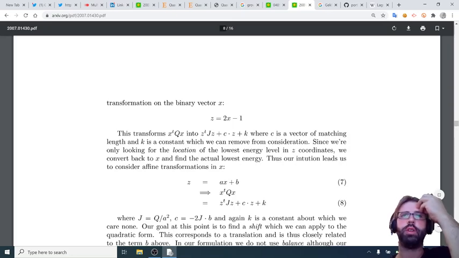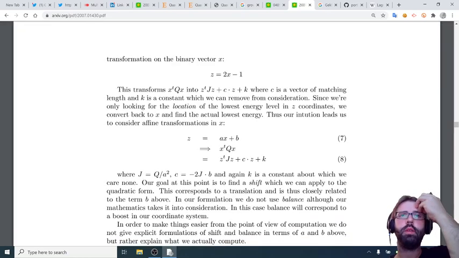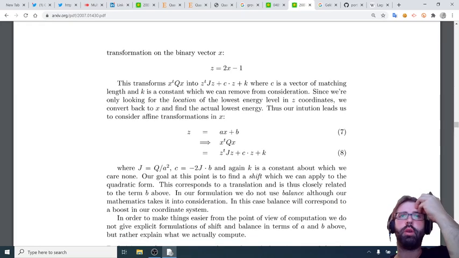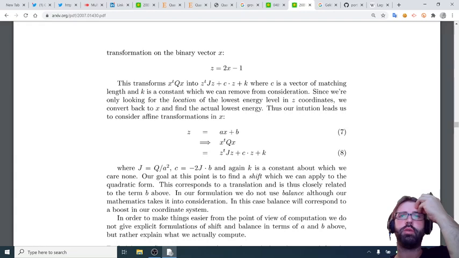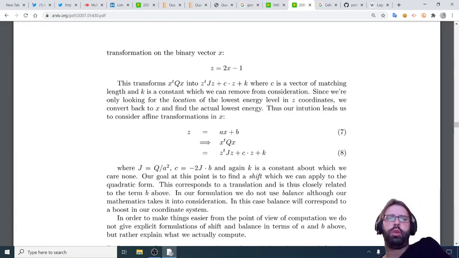Thus, our intuition leads us to consider affine transformations in x. Our goal at this point is to find a shift which we can apply to the quadratic form. This corresponds to translation, and is closely related to the term above. In our formulation, we do not use balance, although our mathematics takes it into consideration. In this case, balance will correspond to a boost in our coordinate system.